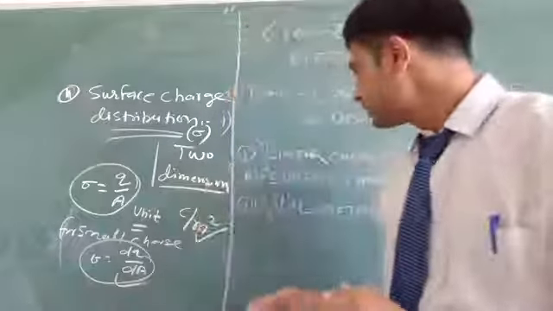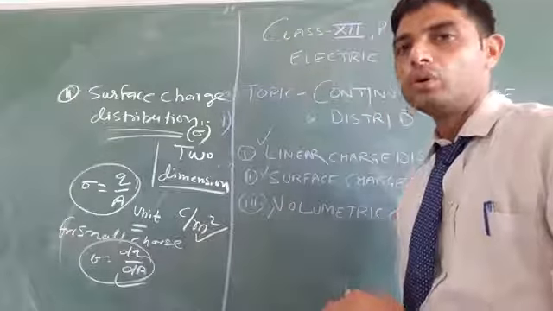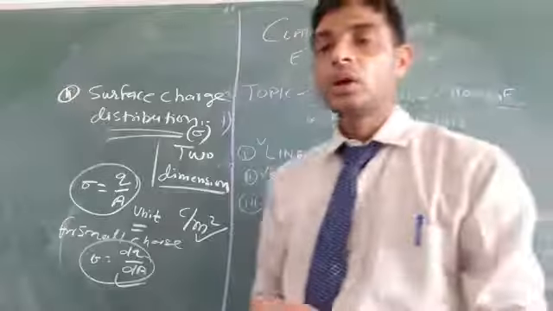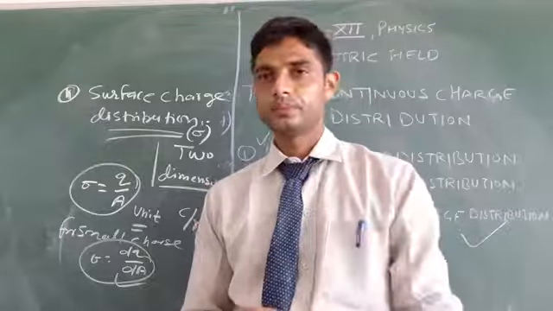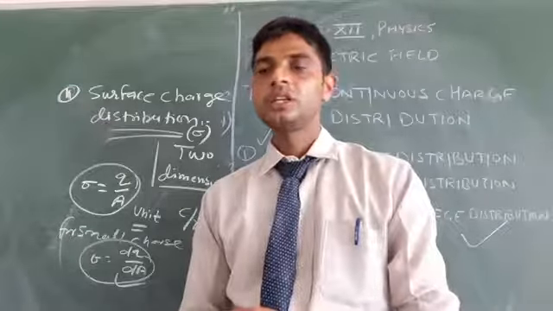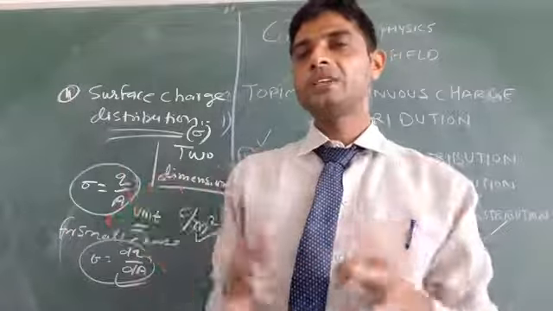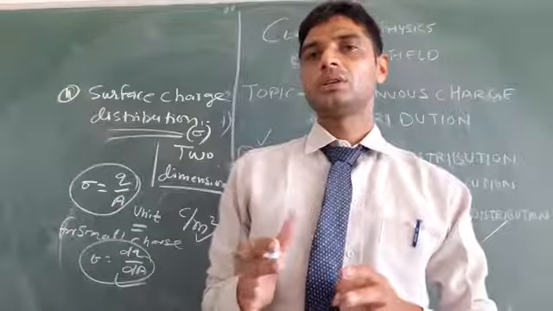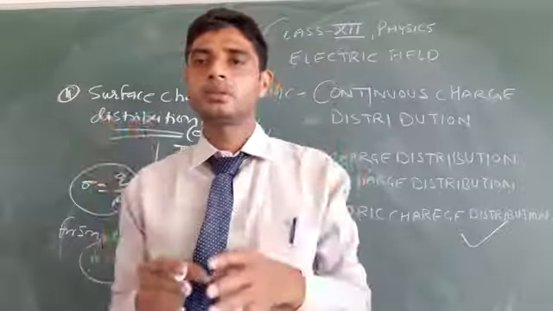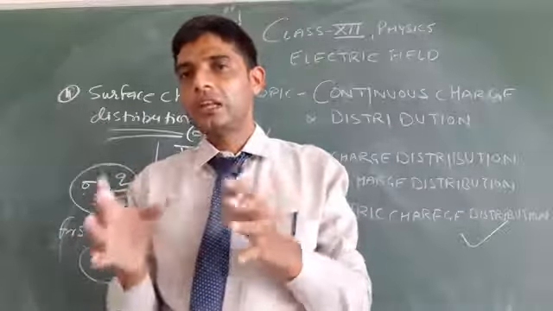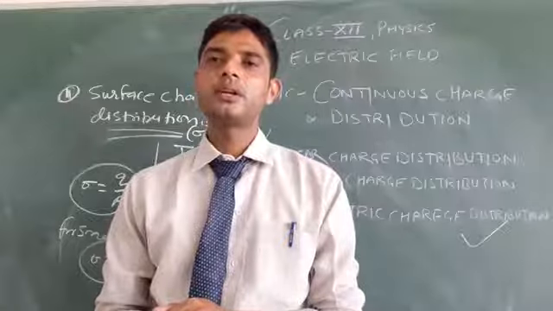The next is volume charge distribution. Third is volume charge distribution. When the charge is transferred to a three-dimensional body, which has length, breadth and height, so when charge gets distributed in three dimensions, in space, this type of distribution is known as volumetric charge distribution.